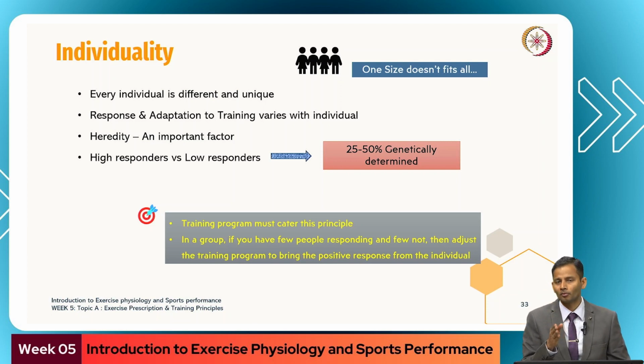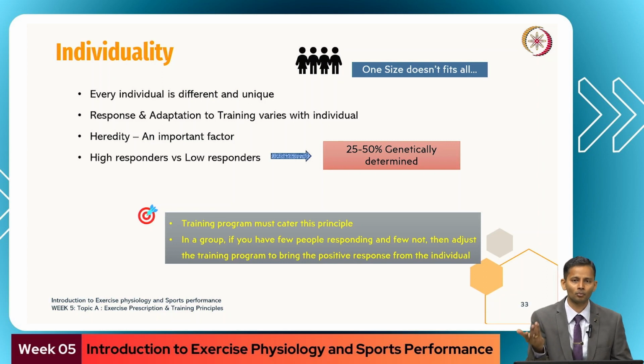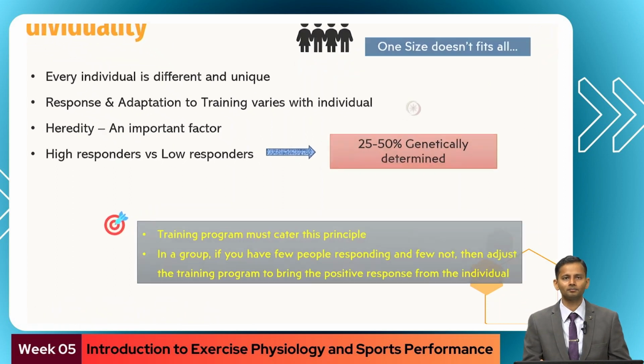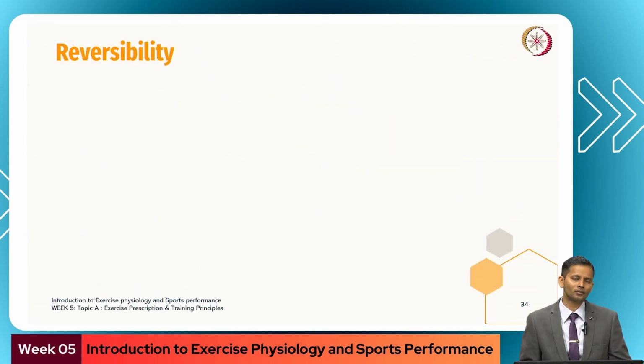And if you have a group of people with two groups, high responders and low responders, you will have to group them and at least try to tweak the program for the low responders so that they come at par with the high responders. So that is for coaches who have multiple athletes in a particular game. So for example, a football coach with some 20 to 25 kids. There you need to employ this particular methodology to identify the high responders and low responders based on the principle of individuality.